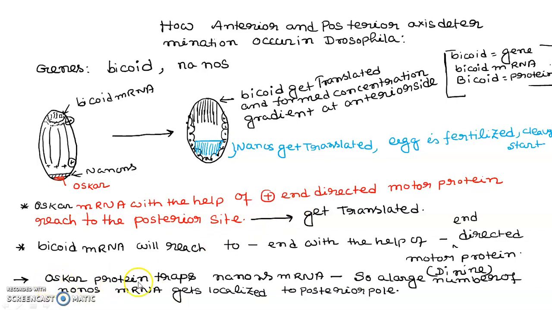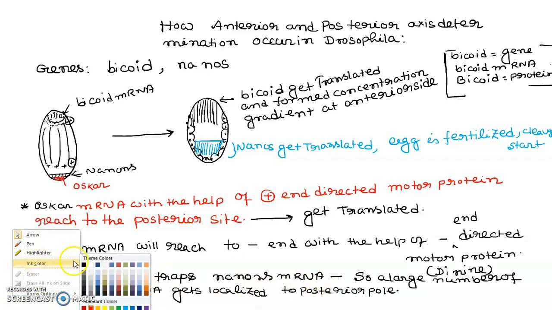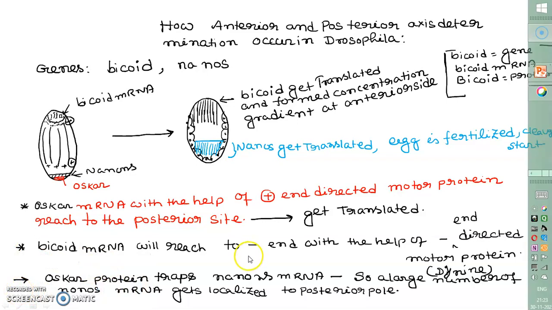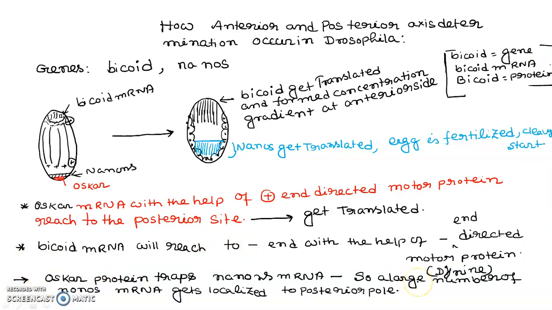Now the Oskar protein traps nanos mRNA, so a large number of nanos mRNA get associated at the posterior end. So here, oskar mRNA, with the help of a plus-end directed motor protein, reaches the posterior site and gets translated, and bicoid reaches the anterior side with the help of dynein, that is a minus-end directed motor protein.